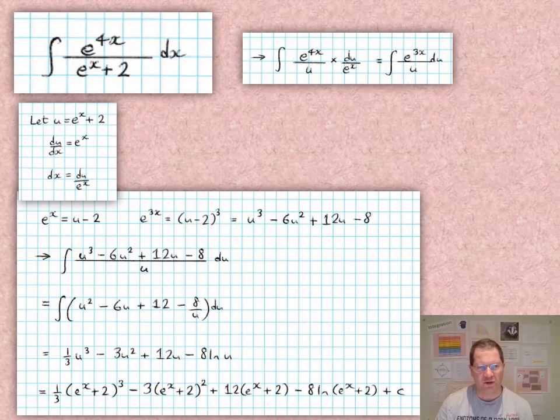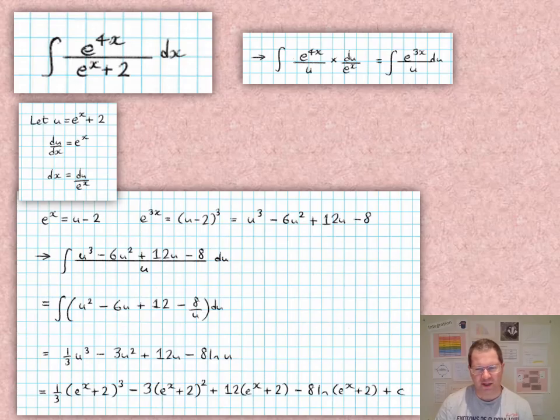Now, we do know that e to the x is going to be u minus 2 if we rearrange our substitution. And e to the 3x therefore is the cube of u minus 2, which you could use the binomial expansion for if you wished. (u minus 2) cubed is u cubed minus 6u squared plus 12u minus 8. So that is our numerator. It's all over u, and we're integrating it with respect to u.